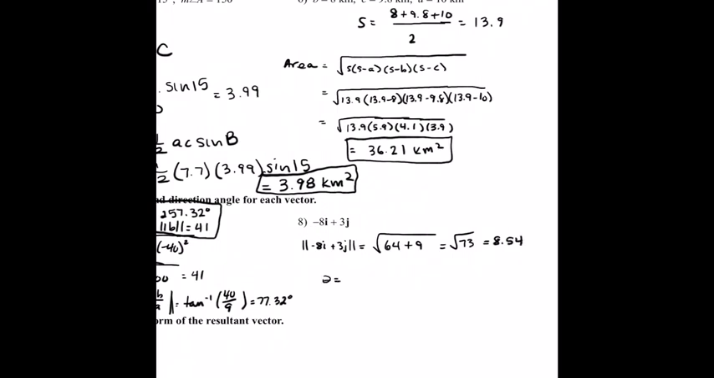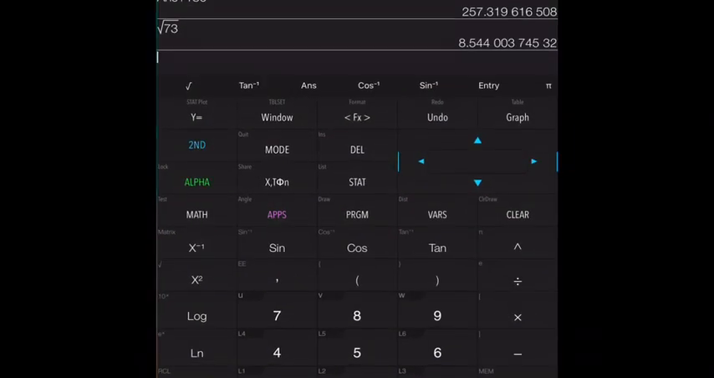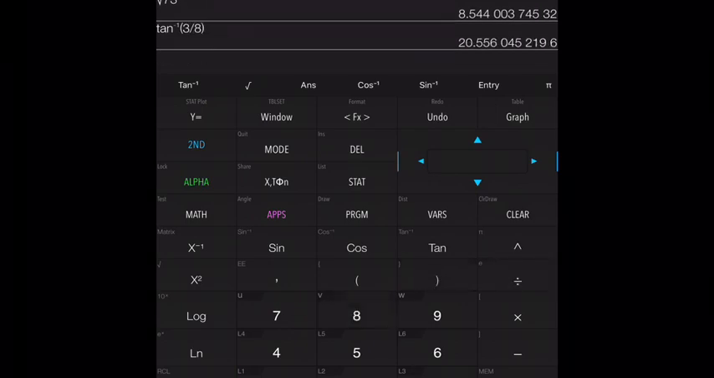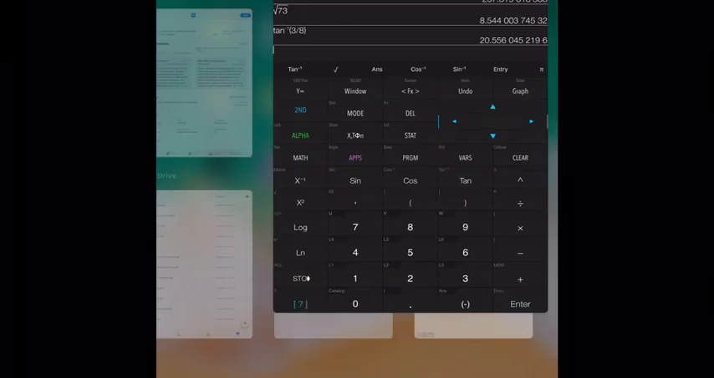And then the direction is the inverse tangent. If we're going to do absolute value, inverse tangent of 3/8 and 20.56.